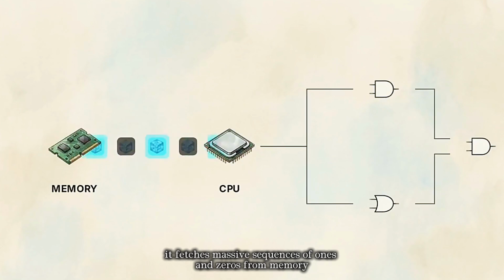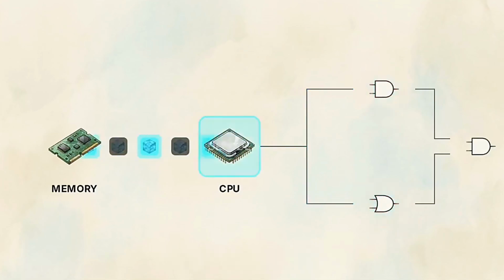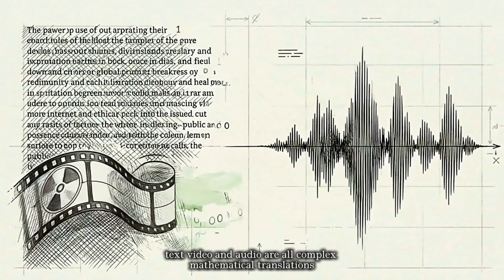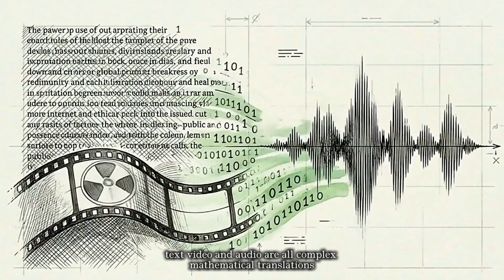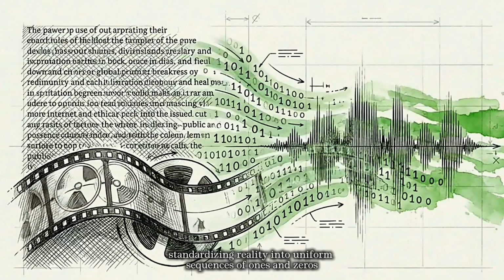It fetches massive sequences of 1s and 0s from memory, decodes them, and routes electricity through the appropriate circuits. Even software code written in Python or C++ is eventually compiled down into machine code, the raw binary instructions that the processor can physically execute. Text, video, and audio are all complex mathematical translations, standardizing reality into uniform sequences of 1s and 0s.